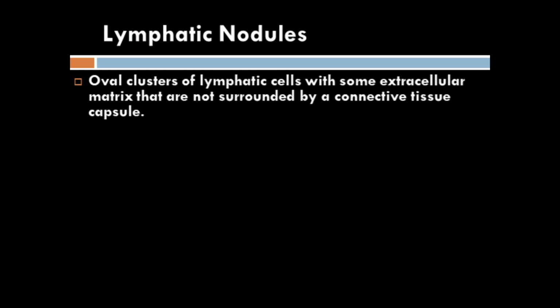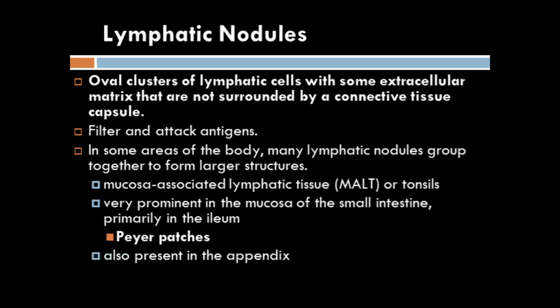Then let us see about the lymphatic nodules, right. A lymphatic nodule is an oval cluster of lymphatic cells with some extracellular matrix that is not surrounded by a connective tissue capsule-like structure. It filters and attacks the antigens. So the main function of these lymph nodules is to filter the components and attack the pathogens or antigens. In some areas of the body, many lymphatic nodules group together to form a larger structure.